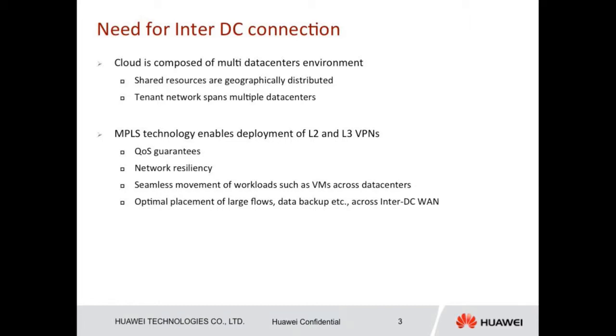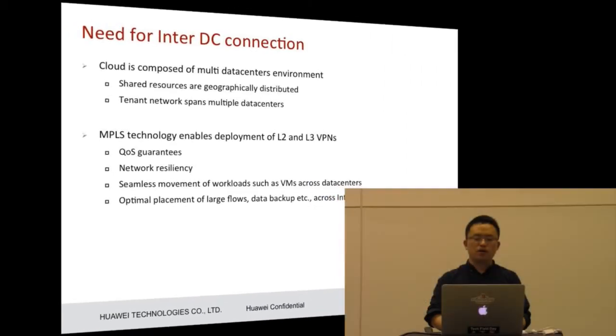MPLS technology enables deployment of L2 and L3 VPNs. This was used in traditional networks, and it has proven QoS guarantees and network resiliency. It also allows seamless movement of workloads such as VMs across data centers, and it can provide optimal placement of large flows, such as data backup. We can have a backup LSP, and we can use RSVP to guarantee the QoS, the bandwidth, and so on.